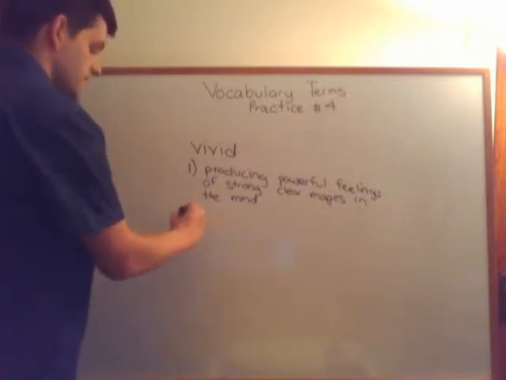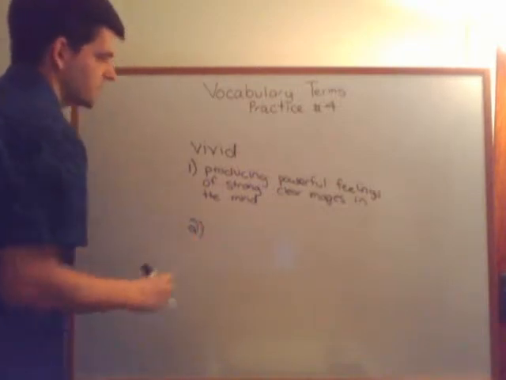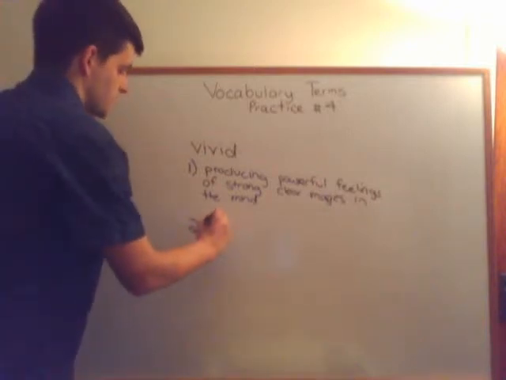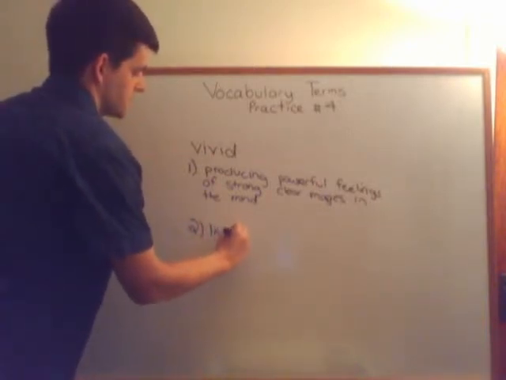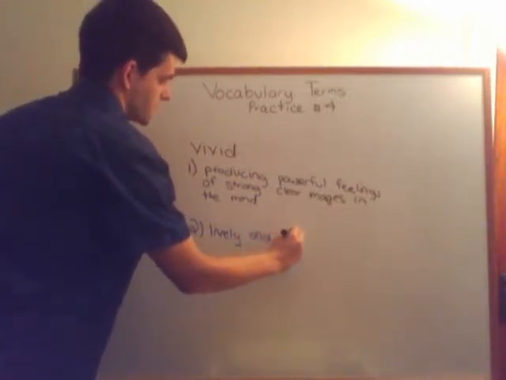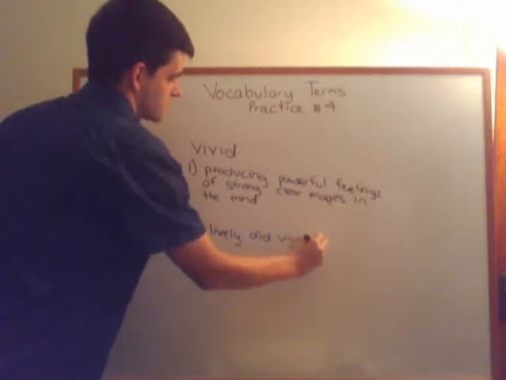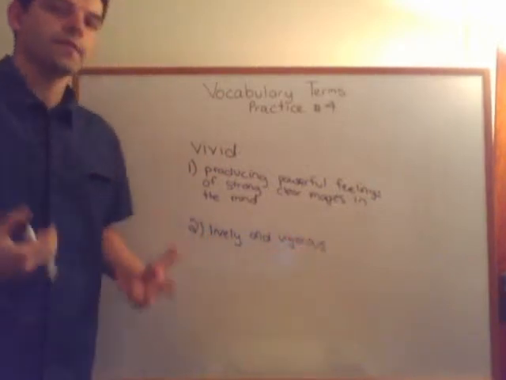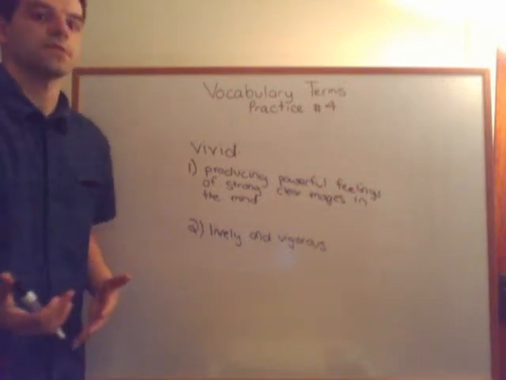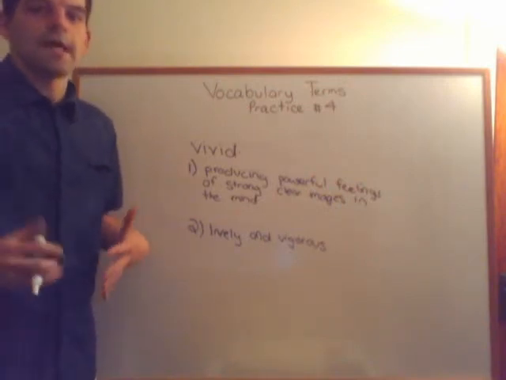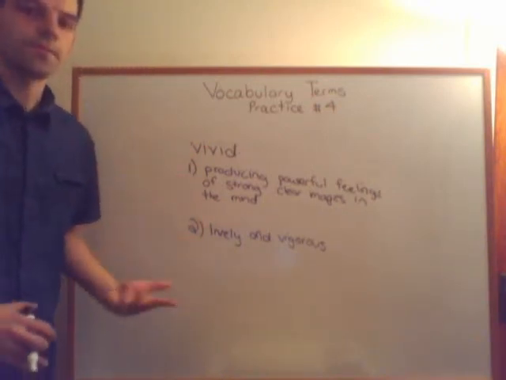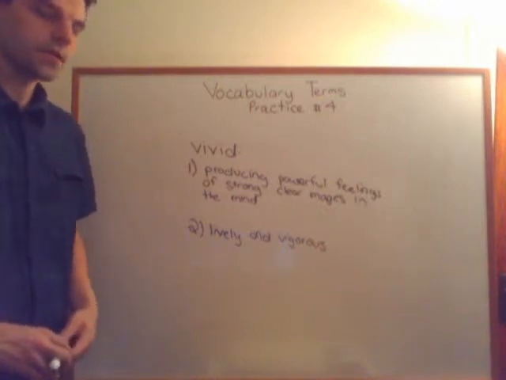Okay. The second definition of vivid is actually an adjective used to describe a person's personality, which means lively and vigorous. So when we're describing someone who is very vivid, one of the characteristics that we can almost think of is a bubbly personality. It's very lively, it's very outgoing, okay? That's another way that we can interpret a vivid personality.